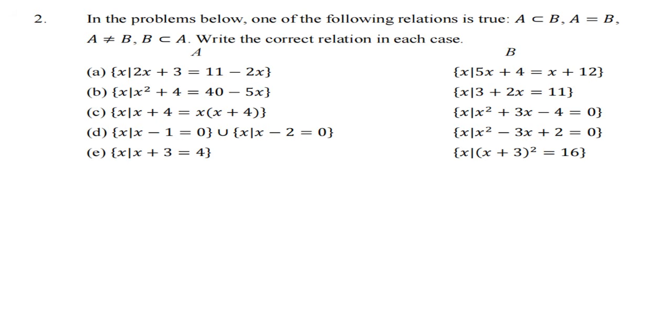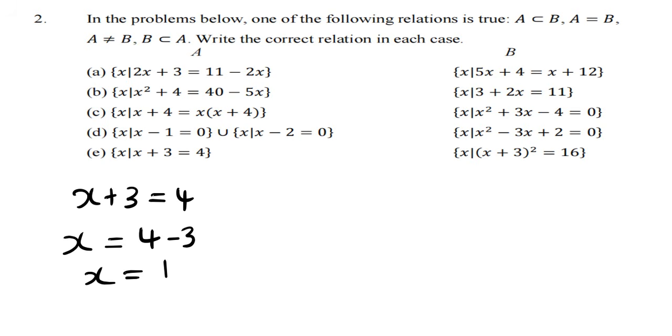So for the last one, we have x plus 3 is equal to 4, that is A. So I'm going to make x the subject of the formula. In this case, it will be 4 minus 3, which will give us x equals 1. So therefore, A in this case only has one element, 1. Okay. Then I come to the other one.